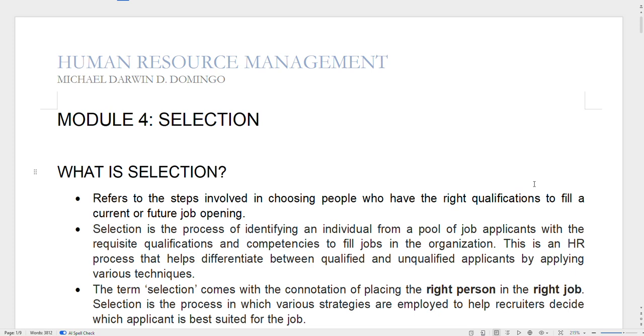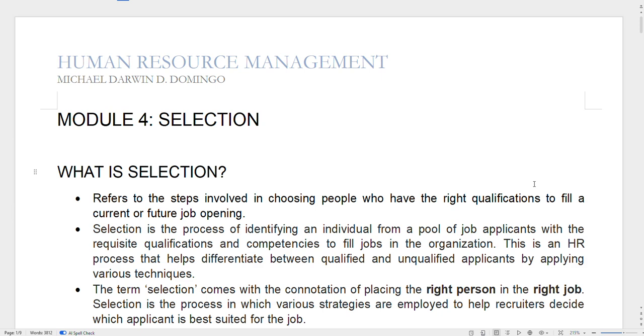So welcome to module number 4, which is the selection. Last time we discussed recruitment. For today, we are going to proceed with the selection process. By the way, what is selection? Selection pertains to the steps involved in choosing people. And by the way, it's choosing the right people, okay, who have the right qualifications to fill a current or a future job opening.